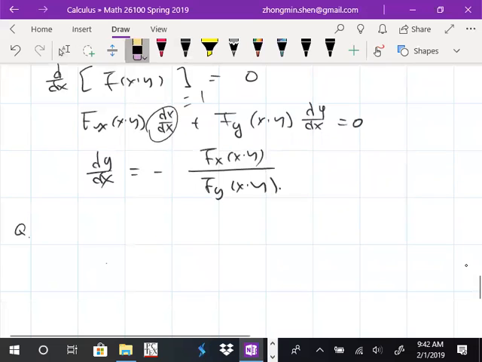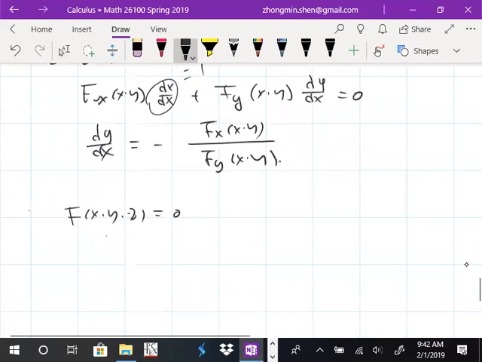Now, if you have 3 variables, x, y, z equals 0, then you can view z as a function of x and y. So you want to find the partial derivative of z with respect to x and the partial derivative with respect to y. And here we are viewing z as a function of x and y.